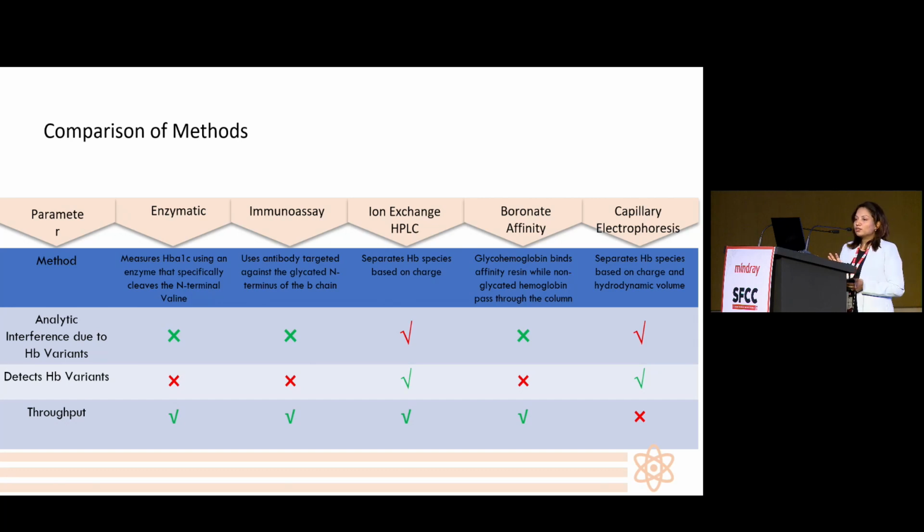Now, this is a comparison of the advantages and the disadvantages of all these methods. If you see, enzymatic, immunoassay and boronate affinity have no interference with the variants, and the throughput is also good. But this also serves as a disadvantage for these methods, in which we do not get any indication of the variants, which serves as an advantage for ion exchange HPLC and capillary electrophoresis, which detect any undiagnosed hemoglobinopathy if it is present in the patient.